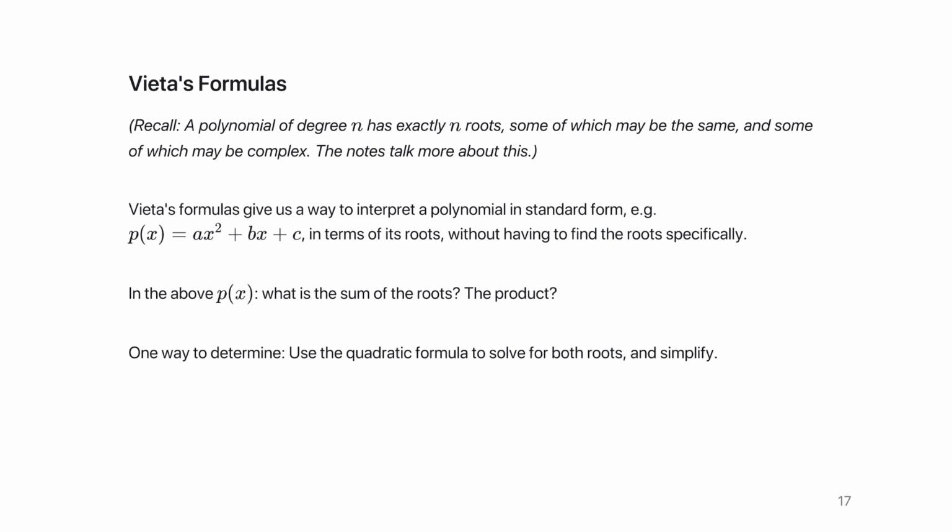Okay, let's continue. Before we proceed, a fact that we sort of need to establish: a polynomial of degree n, so something of the form p of x equals a sub n x to the n plus a sub n minus 1 x to the n minus 1 plus dot dot dot a sub 2 x squared plus a1 x plus a naught, is a polynomial of degree n, and it has exactly n roots.